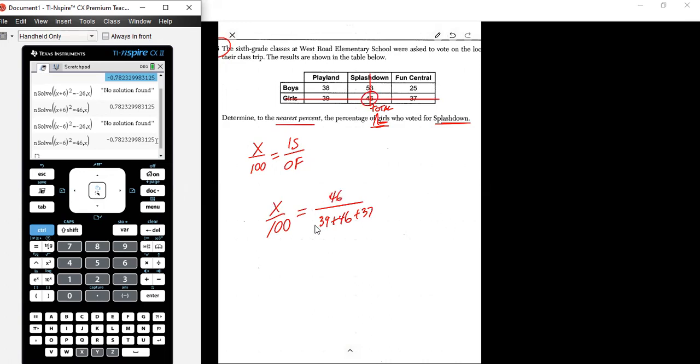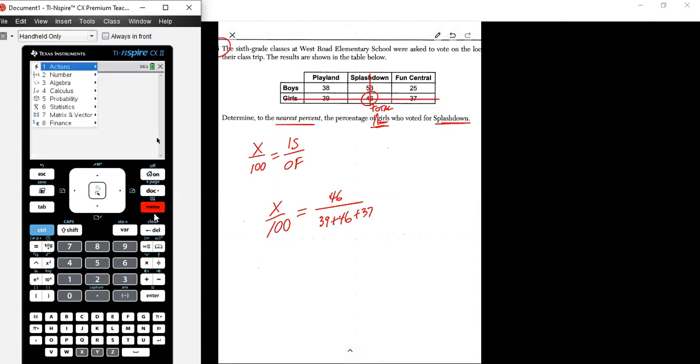So now that I've got this equation, I can nSolve it. I'm going to go menu 15, get rid of all of the stuff. And then I'm going to go menu 31. And then I'm just going to type in my equation. So it's going to be control divide, x over 100, and then equal. And then I'm going to do control divide again. And this is going to be 46 over 39 plus 46 plus 37. And then again, that's the equation. And then you put comma x, and then you press enter.